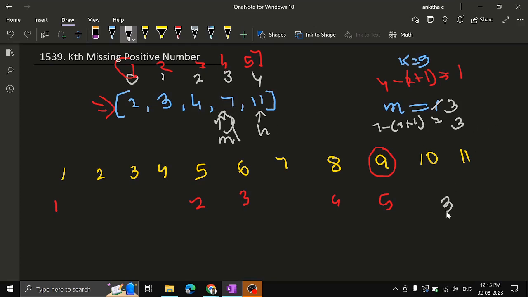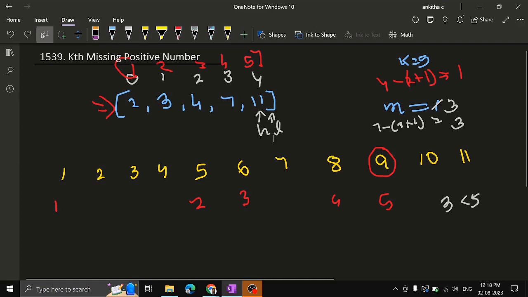So is 3 again less than 5? So what can we do? Just increment the low. Yes, 3 is less than 5. So that means the number appearing will be after mid. So again we will do low equal to mid plus 1. So low will point here.